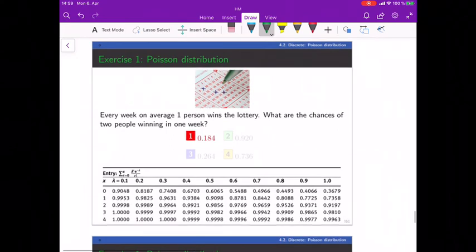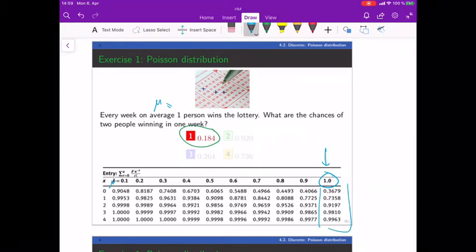Okay, exactly. The answer is 0.18, so 18%. Where do we find this? We've got a mu of 1 over here, and this is our column. We are here. Now, we want 2 people winning, x equals 2. Now, what we get here is x smaller or equal than 2. So that's also including x equals 1 and x equals 0.